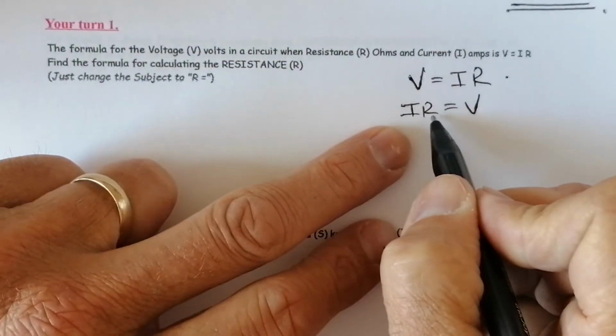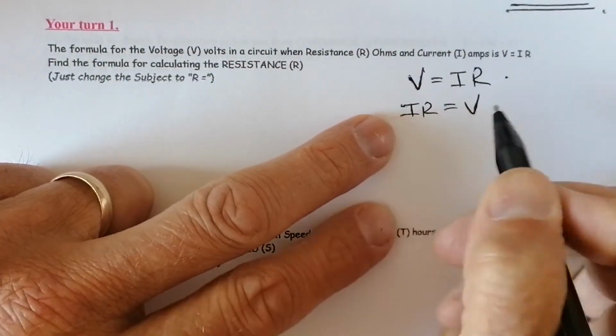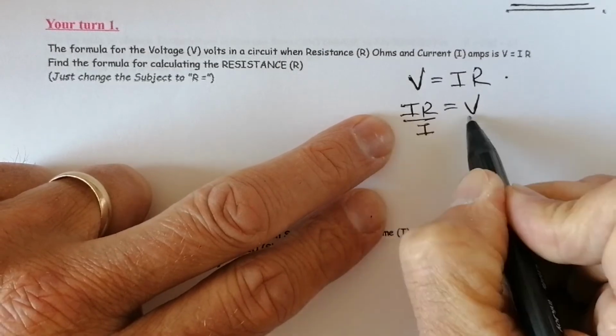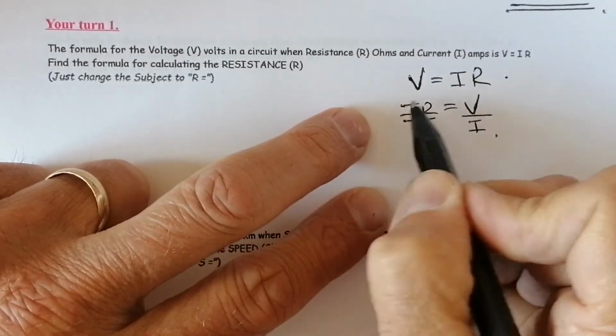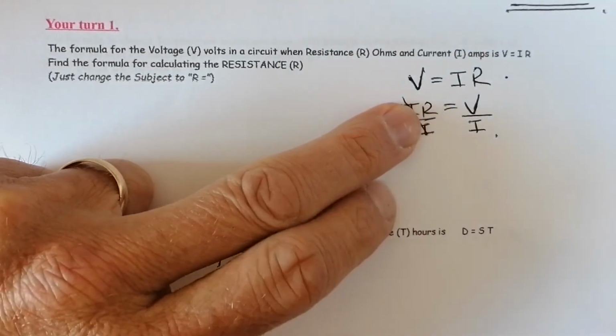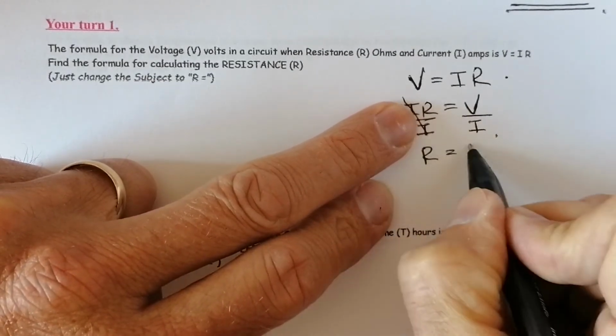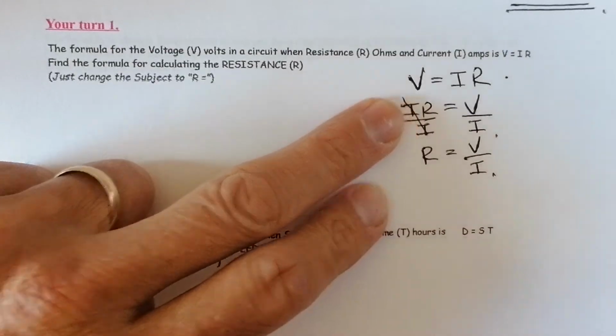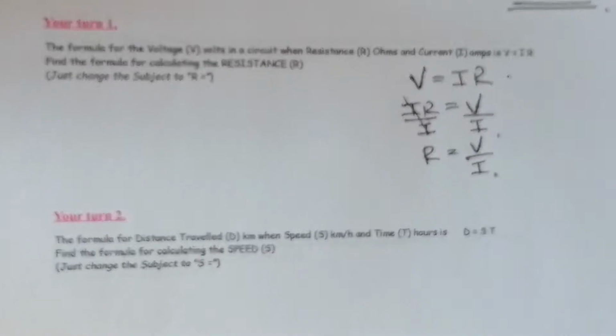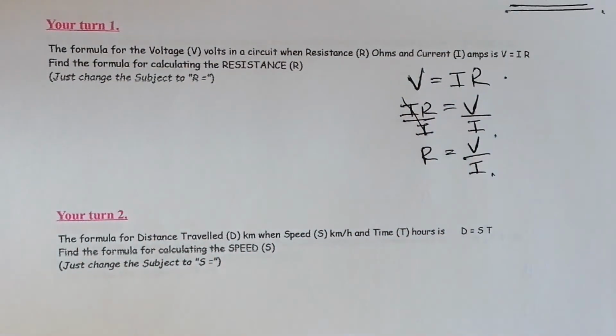So all I've done is IR equals V. I want R on its own here, and I'm multiplying I and R together, so I'll divide by I on both sides. When I do that, I can cancel out these I's because I divided by I is equal to 1. So R is equal to V over I. So I can work out the resistance if I know the voltage and the current.